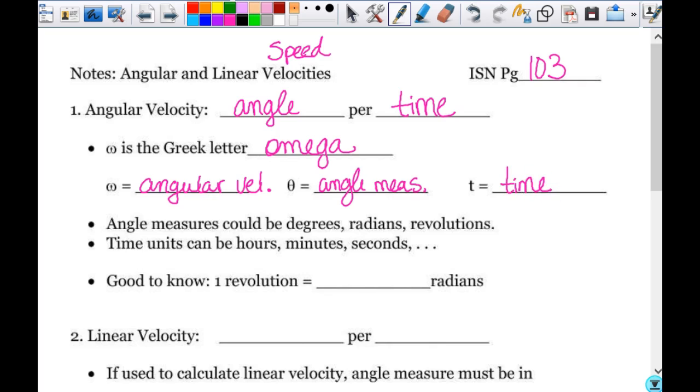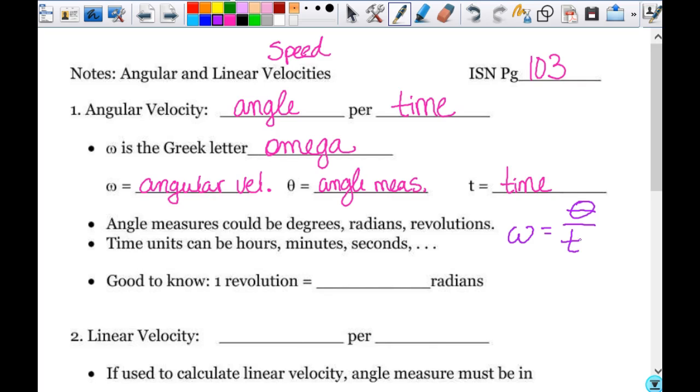All right, but again, the angle could be in degrees, radians, or revolutions. Time could be in hours, minutes, seconds, or whatever. But when you put it on there, you have to make sure that you have the units correct that you're talking about. So this tells me that my little formula is just that the angular velocity is equal to theta over time. Okay, degrees per second, revolutions per minute, whatever.